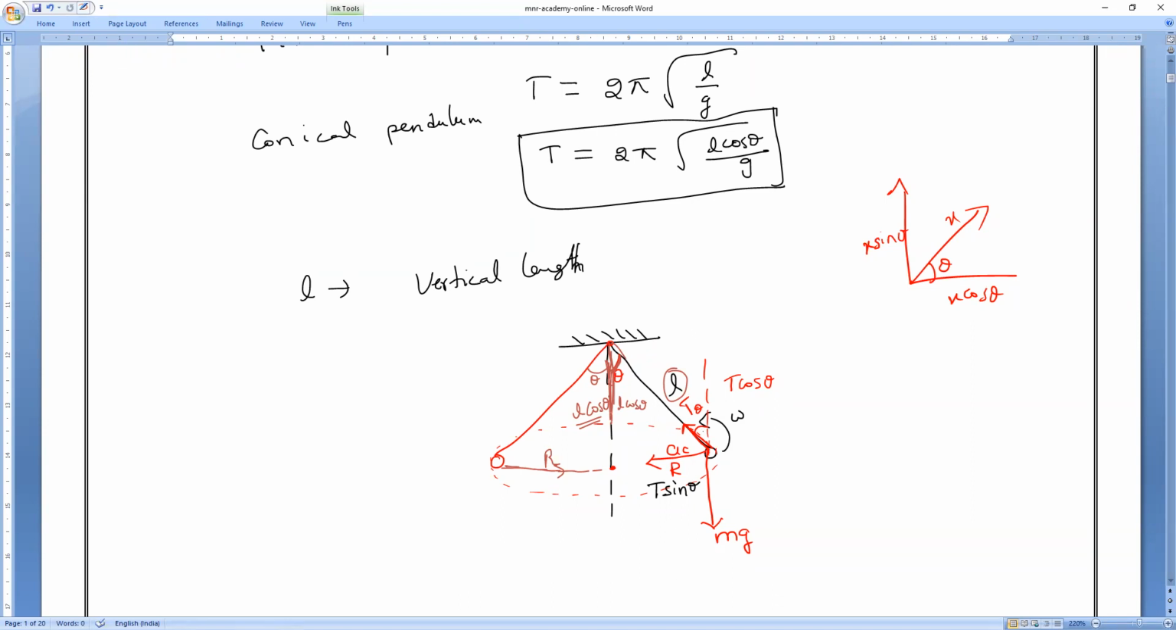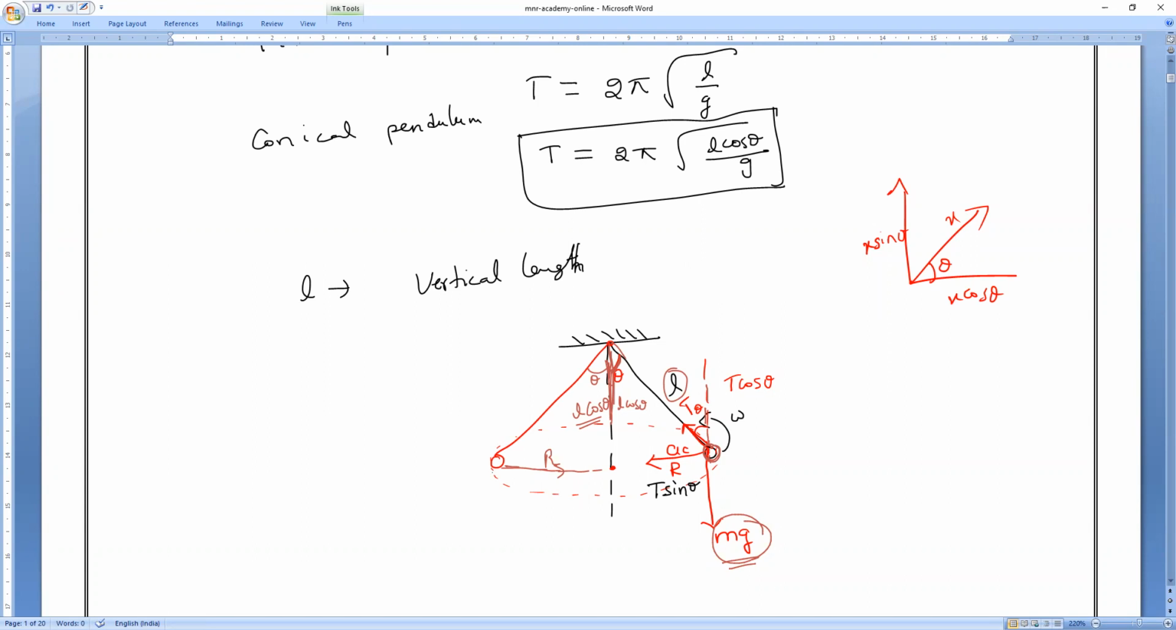Now, if you observe very carefully, if I imagine a perpendicular line upwards, these two forces are acting in opposite directions. One force is acting downward, and another force, tension, is acting in the upward direction. If mg is greater, the bob will go downwards. If the tension is greater, it will go away from that.